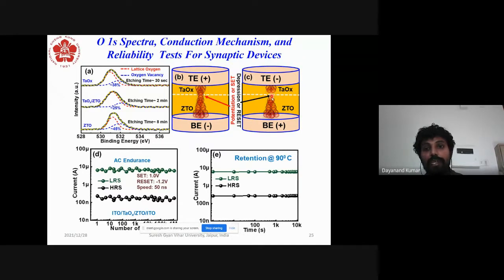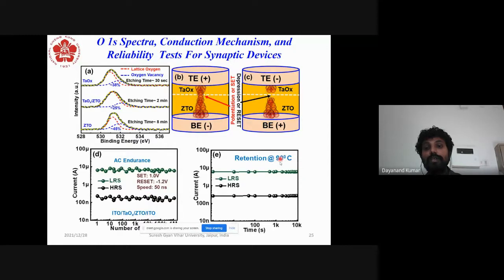So there is no variation in our device in bilayer. That's why we chose the bilayer device to control the variation. If you see the AC endurance of our device, both states are highly stable up to 1 million cycles. That is really nice, and that is applicable for future artificial intelligence applications.